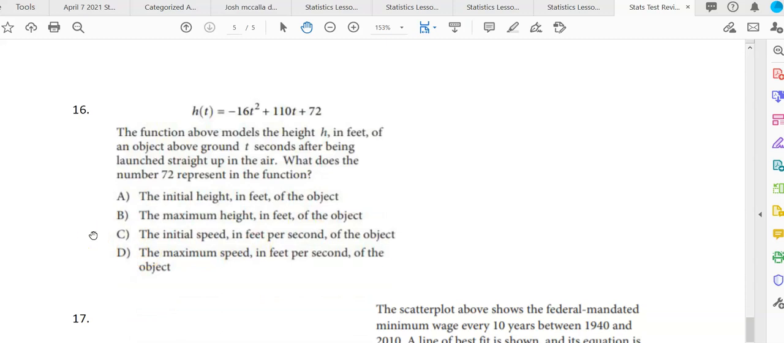What's the number 72 represent in the function? I'm thinking initial something right away because that's the y-intercept. The y value seems to be the height here. The x value is the time, h of x. So it's the initial height of the object, in feet.